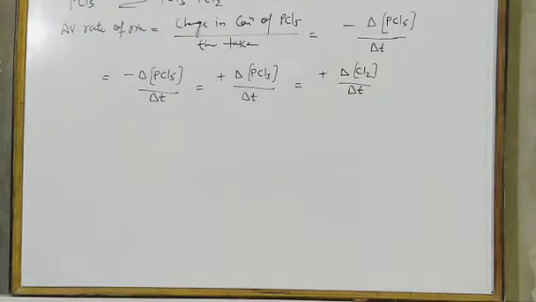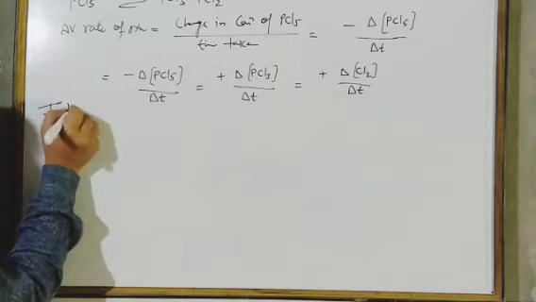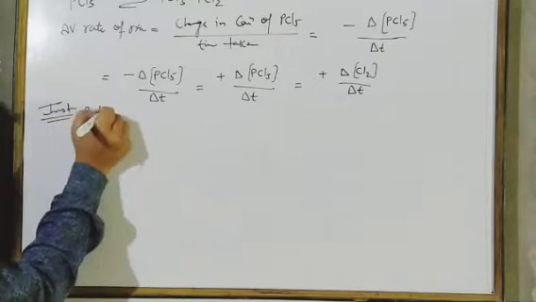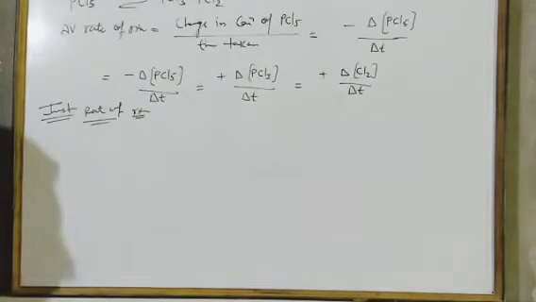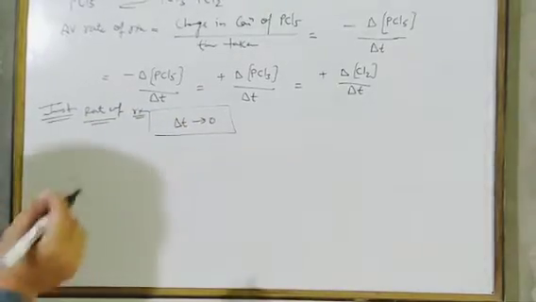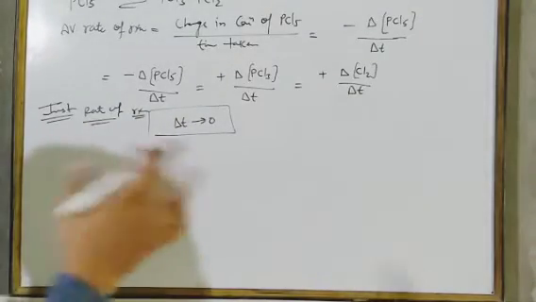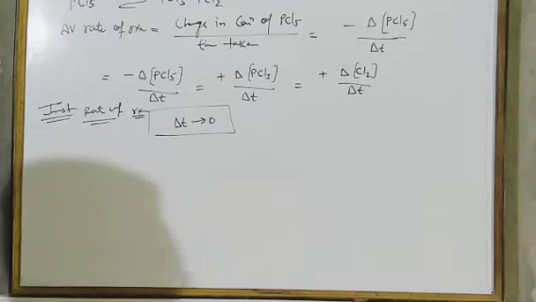Any doubt in this? Clear? Next we have instantaneous rate of reaction. Instantaneous rate of reaction is the rate of reaction at a particular time, and that particular time is very small. It means delta T tends to 0. Instantaneous means a particular moment of time, and at that moment the change in time is infinitesimally small.